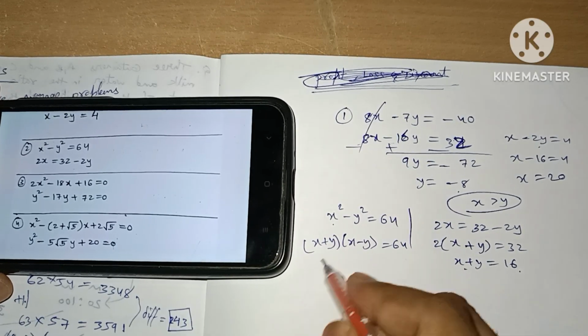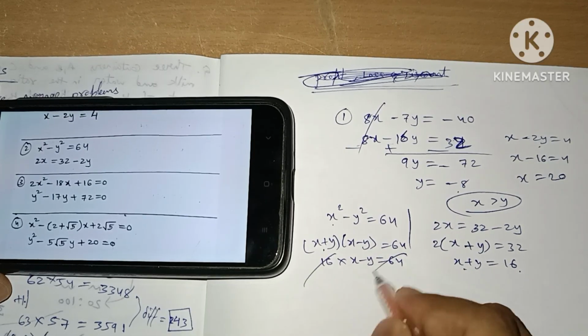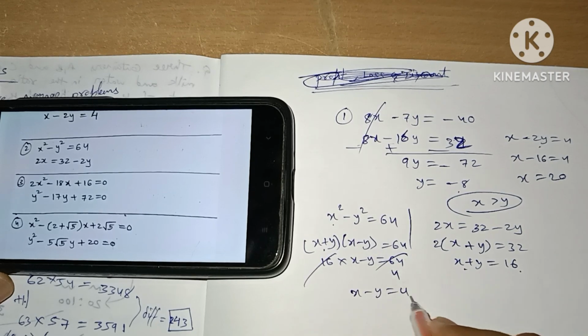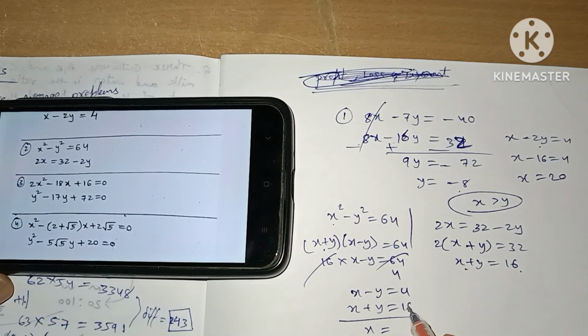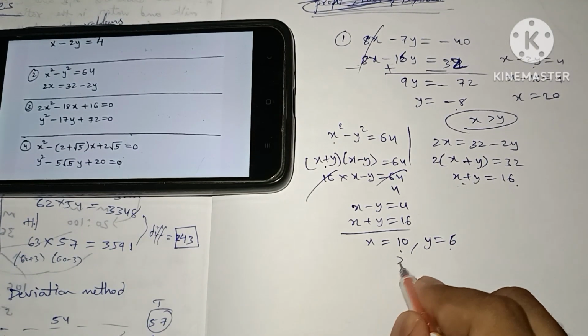Here we can write a square minus b square as x plus y into x minus y equals 64. We have x plus y equals 16. So here we write 16 into x minus y, 64. 16 4 times 64. So x minus y value is 4. x plus y value is 16. Here positive value is x. So the sum of these two divided by 2 will be x value. Sum of these is 20. 20 divided by 2, 10. 10 is x value. For y value, the difference between these two is 12. 12 divided by 2, 6. So x value is 10, y value is 6. Now comparing these two, we get x is greater than y.